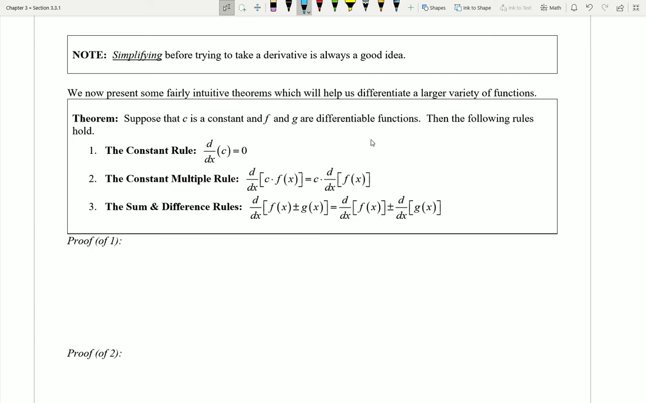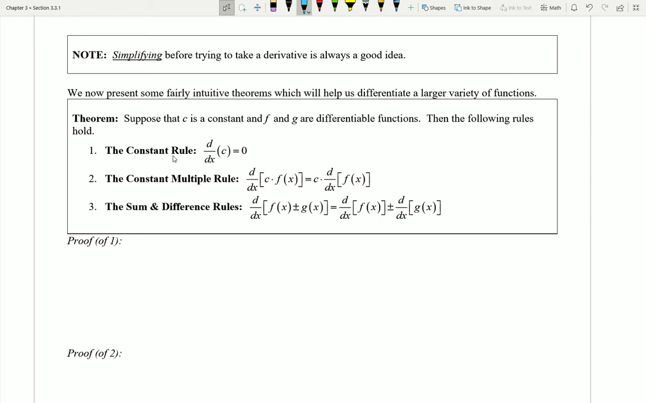Let's read through this box first, and then we'll try to justify at least a couple of these. Suppose that c is a constant, so anywhere I see a c in here, just imagine a number, and f and g are differentiable functions, so I know I can take their derivatives. Okay? Then the following rules definitely hold.